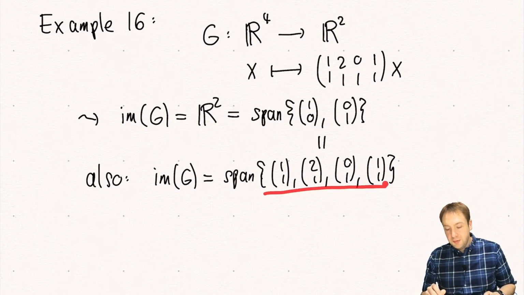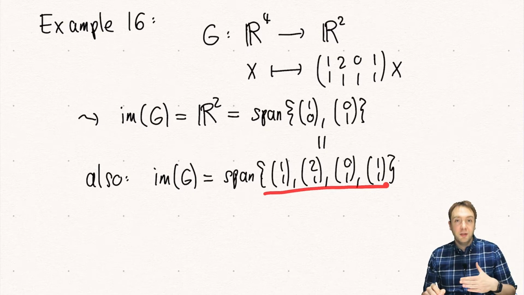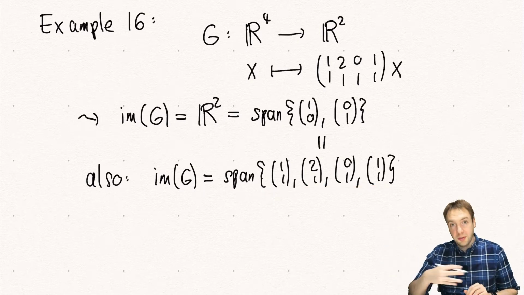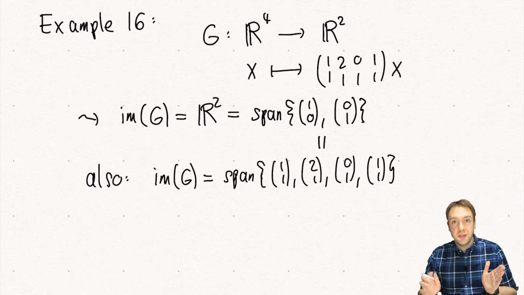We will see that these vectors are linearly dependent, which basically means that one of them can be written as a linear combination of the others, and then I can just kick this one out of the span, and I will not change the span.